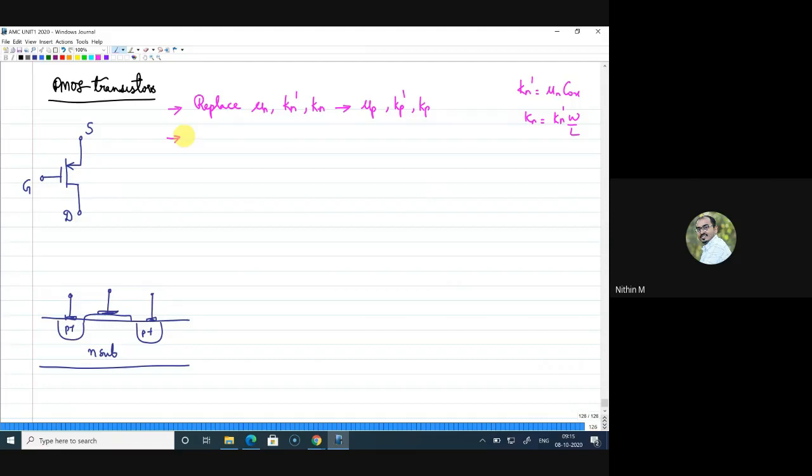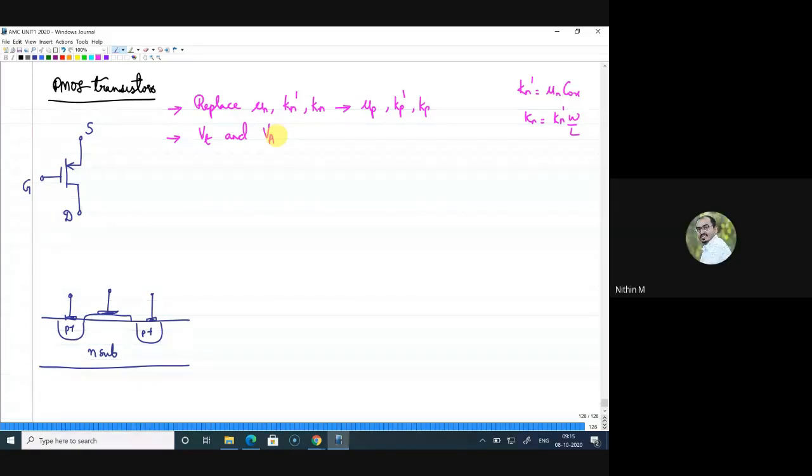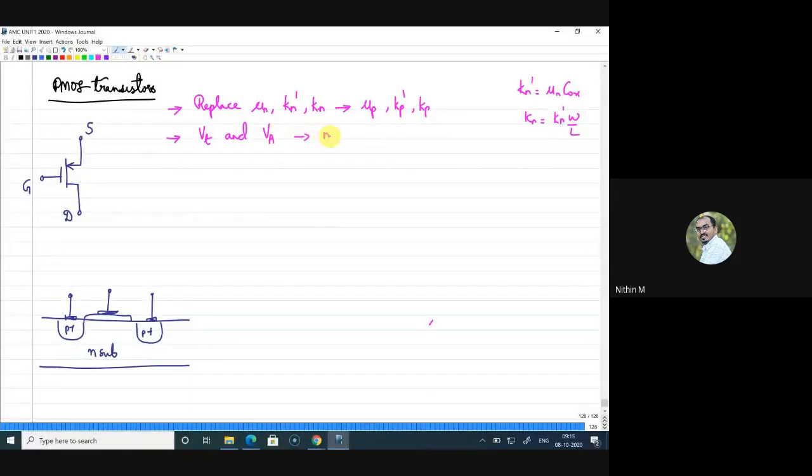The second thing is the threshold voltage Vt for a PMOS device. And did I talk about Va in class? Can I get some answer? Yes, like 1 by lambda, right? Yes, Kiran. I'll give a clarity on that. So Vt and Va both are negative for a PMOS device.